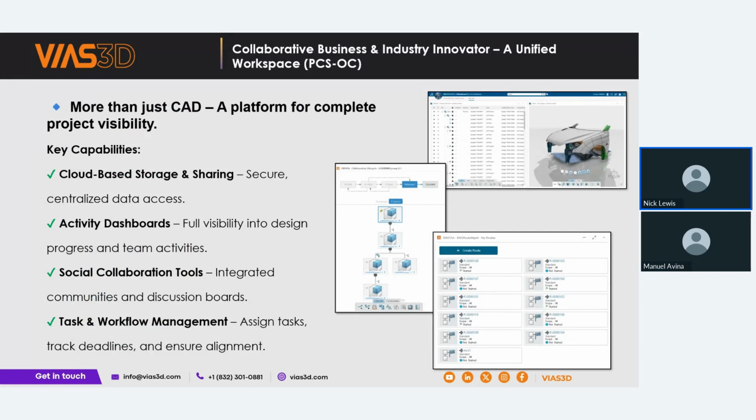So some of the capabilities that the cloud data management will offer over a standard V5 working space or even a legacy system such as Smart Team, which some of you may be familiar with: our dashboards, that's one of the big ones that we offer. It'll give your team full visibility into the design progress and activities of the rest of the team.